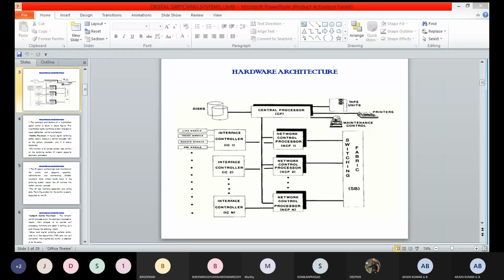NCP also works with the CPs to update all the paths on a regular basis, for a global view of all the calls for the other NCPs.